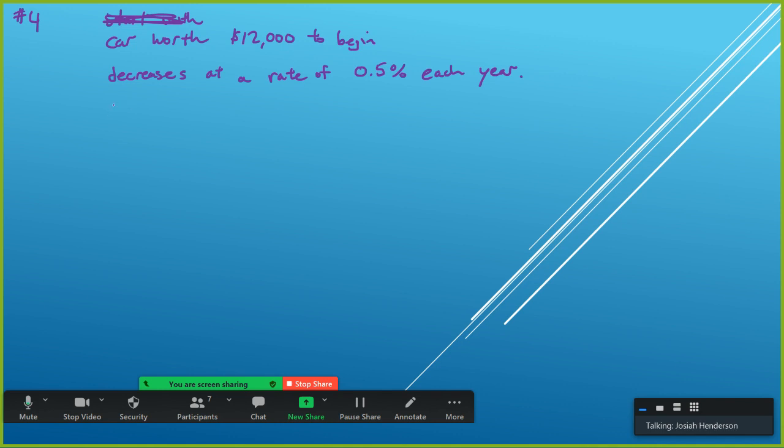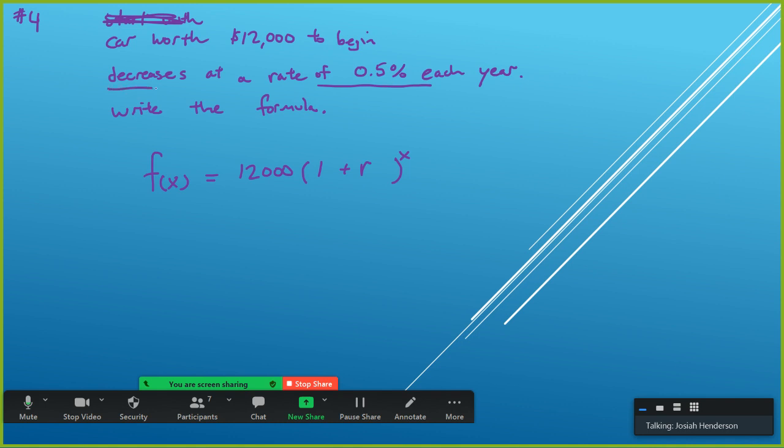Let's write the formula for this. I want to show you one with a decrease, one that's going down. So we know how to start. f of x is equal to the initial, 12,000. Now, my formula is 1 plus r. I'm going to just put it in as 1 plus r for now. My rate is 0.5%, right? That's what we started with here.